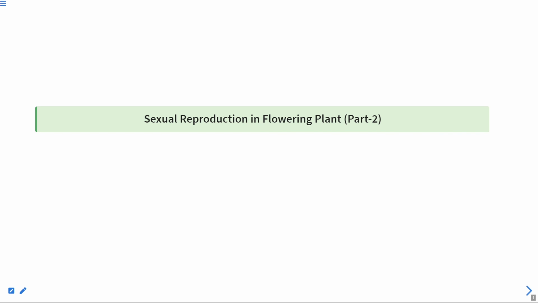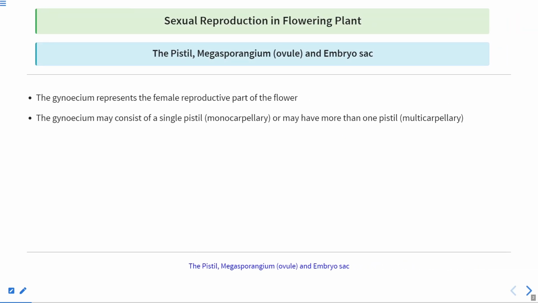Now in this lecture, what are we going to study? We'll be studying the gynoecium, so we'll study the pistil. The pistil represents the gynoecium, and the gynoecium is the female reproductive part. Apart from this, we'll also study the megasporangium. In the previous lecture, we studied the microsporangium, which gives rise to the pollen sacs. In this session, we'll study the megasporangium, which is also known as the ovule. Then we'll also study the embryo sac. Now let's start this lecture.